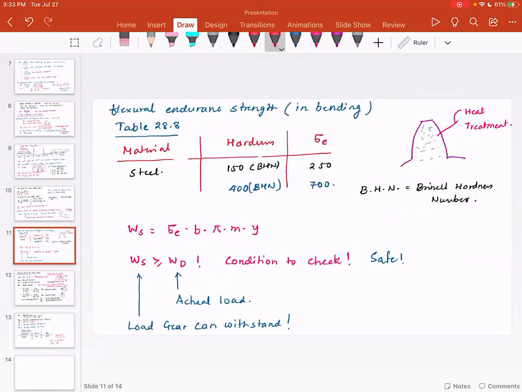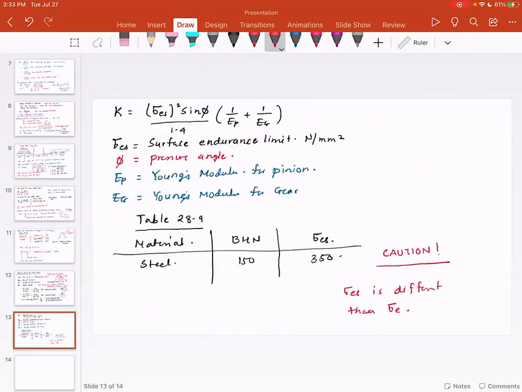If you look at table 28.8, the material is steel, hardness is 150 BHN, and the value of sigma E is 250. Now check here, table 28.9, the material is steel, BHN is 150, but sigma ES is 350. So I want to clarify the difference between these two.